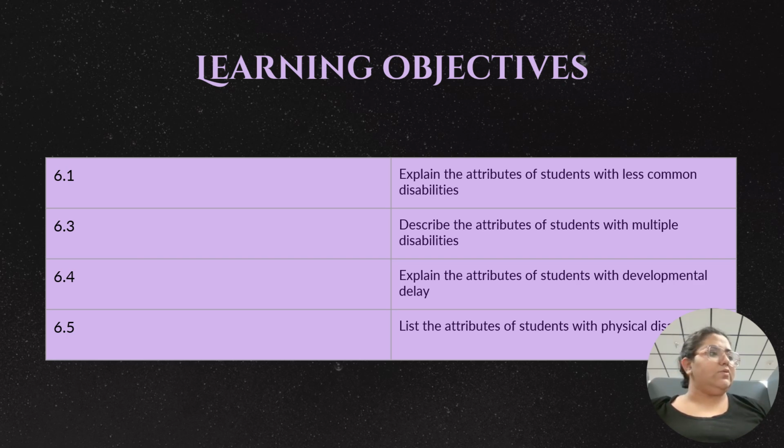Also, the book talks about 6.2, identify the attributes of students with health impairments. 6.6, distinguish among the attributes of students who are deaf and hard of hearing. 6.7, discuss the attributes of students with visual disabilities. 6.8, summarize the attributes of students with traumatic brain injury, and 6.9, describe the attributes of students with deaf-blindness.